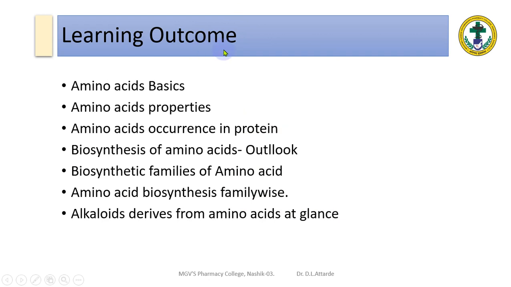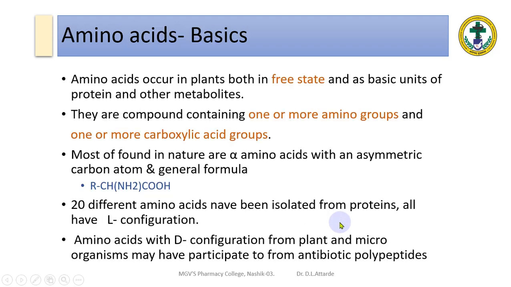The learning outcomes for students are: amino acid basics, amino acid properties, amino acid occurrence in protein and in which form it occurs, biosynthesis of amino acids, its outlook, its biosynthetic families, amino acid biosynthesis family-wise in detail, and alkaloids which derive from the amino acids, which we will learn at a glance.